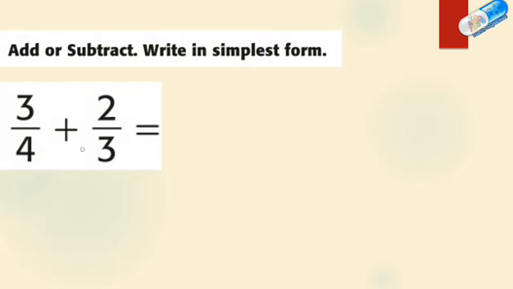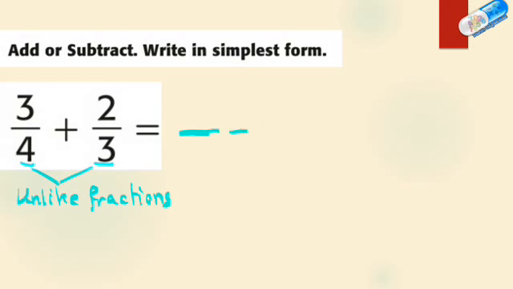Another one, 3 over 4 plus 2 over 3. Now look at these two denominators, 4 and 3, and of course they are different. So these two fractions are called unlike fractions. Unlike fractions are fractions that have different denominators. To make these two denominators equal, so that we can add or subtract, we do it like this. First, you ask yourself, is one of 4 and 3 a multiple of the other one? Yes or no? Of course not. Neither 4 nor 3 is a multiple of the other one.